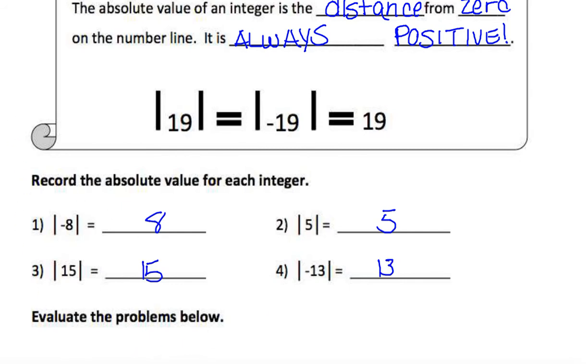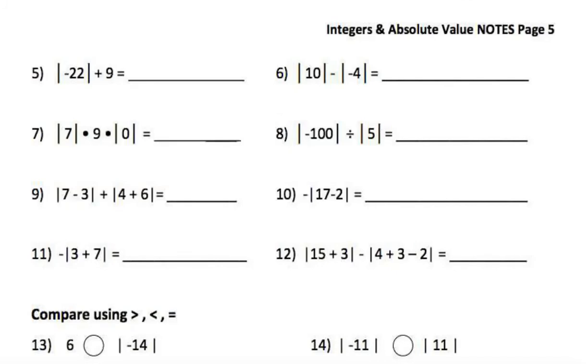Now, if we look really quickly at the next page, I just want to walk you through how you're going to solve these. When you solve these, you're going to find the absolute value first and then perform the operations. For number 5, we have the absolute value of negative 22. Well, that's the distance it is. So that's 22 plus 9, which gives you 31 as your answer. That's how you find these. Same thing with this one. Find the absolute value of 10, which is 10, minus the absolute value of negative 4, which is 4. 10 minus 4 is 6.